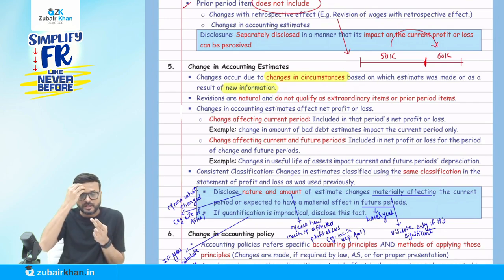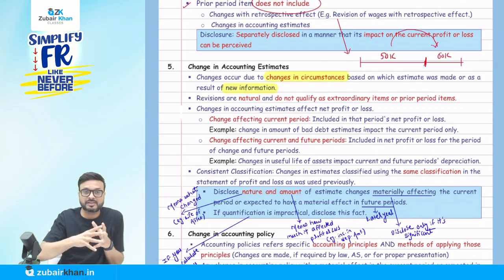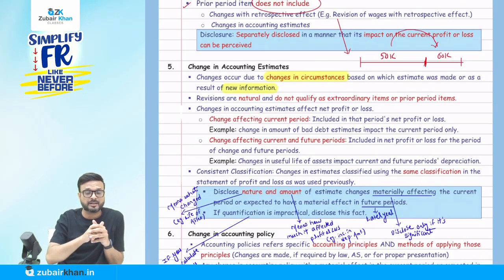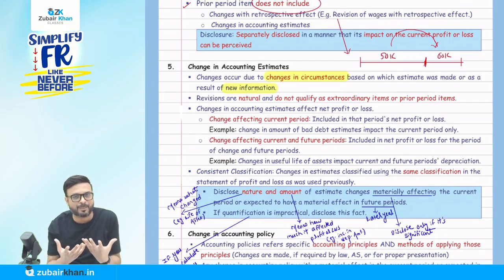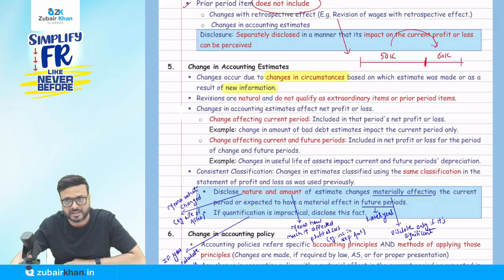Or new information. Initially, I assumed that life should be 10 years. Now an engineer comes, has specialized knowledge and says, no, the life should not be 10, it should be 12. So new information comes out. Now for the building, we assume the life is 20 years. Now the civil engineer or architect comes and says that no, the life should be 25 years. So what happened here? New information comes, and because of that, my estimate changes.